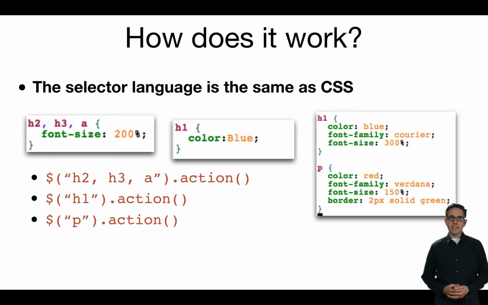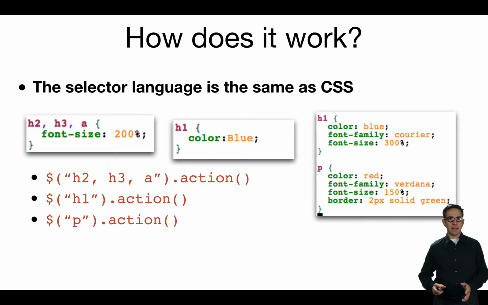Well, when you use these same CSS rules in jQuery, you use the $ and then a selector. So in this first one behind me, what we have is the $, the selector, and we put H2, H3, A into our jQuery selector. That means that all of those elements in our document are going to have whatever action we choose applied to them. Now in this case, action is just a placeholder. You don't actually put action there. You change it so that it is an action that you want applied.